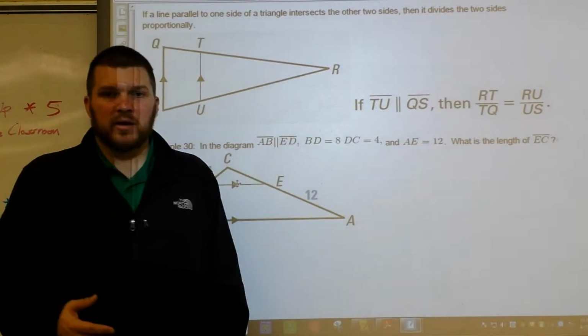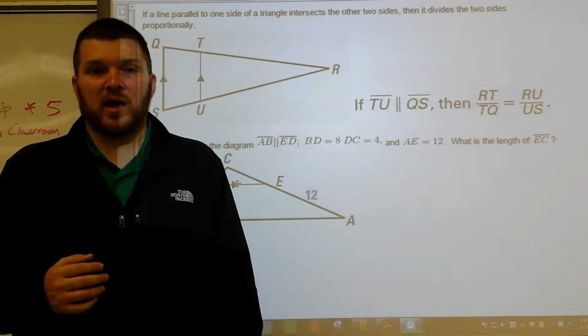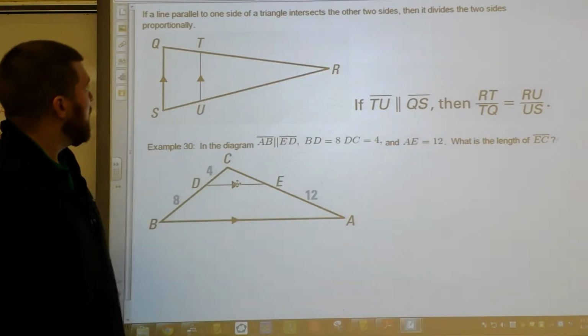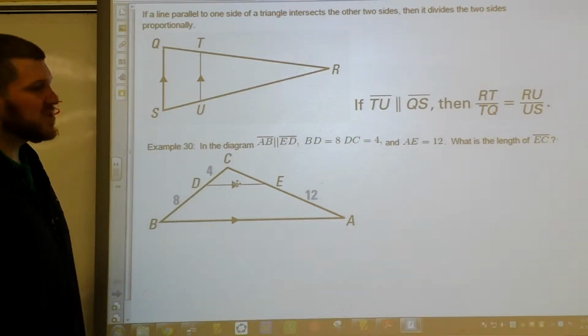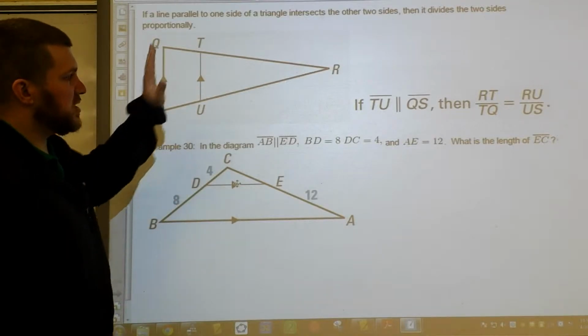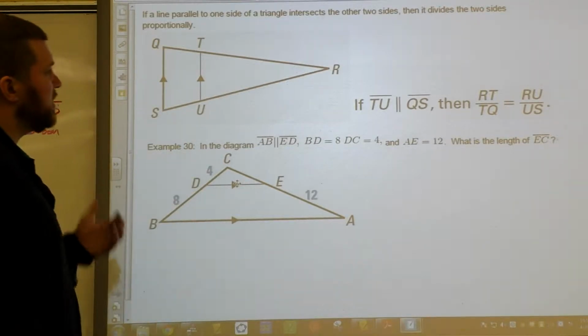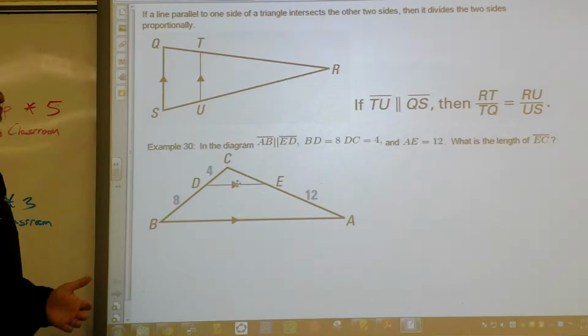Alright, so in this video we're introducing parallel lines and talking about how they relate to similar figures. If a line is parallel to one side of a triangle and it intersects the other two sides of that same triangle, then it divides the two sides proportionally.